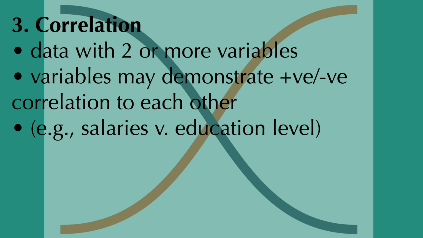Number 3 is correlation. It's data with 2 or more variables. Variables may demonstrate a positive or negative correlation to each other. Think about salaries and education level. Usually the higher the education level, the higher the salaries, lower education level, lower the salaries.